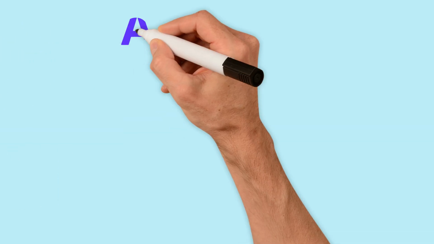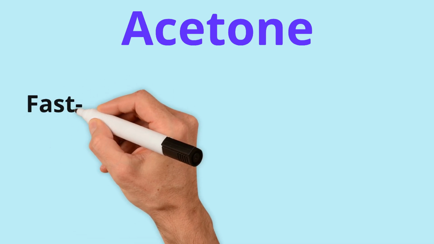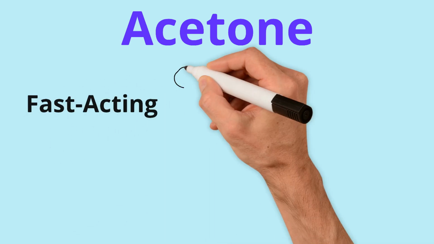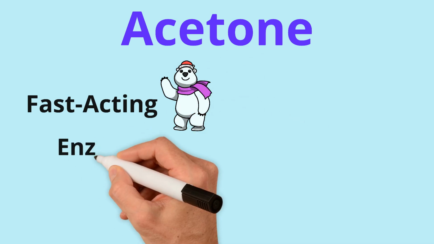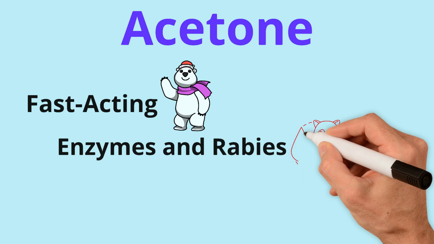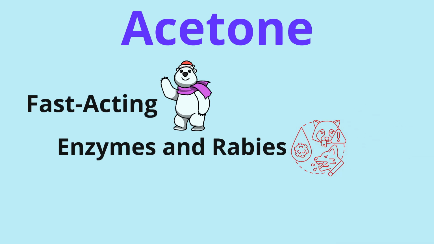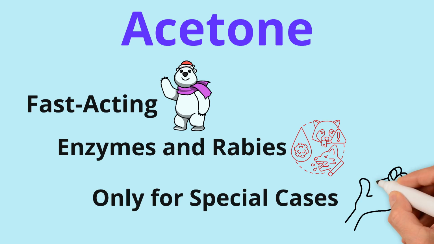Acetone is fast-acting, especially at cold temperatures. It has been used for enzyme studies and in rabies diagnosis on brain tissue. You will also see it in frozen sections when staining cell surface antigen. But acetone can cause a lot of shrinkage and distortion, so we really only use it in special cases.